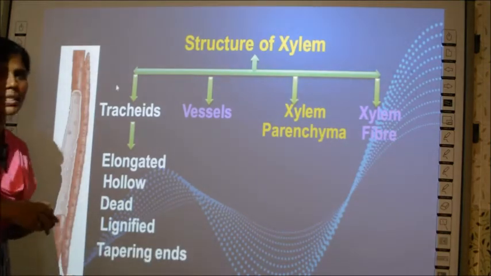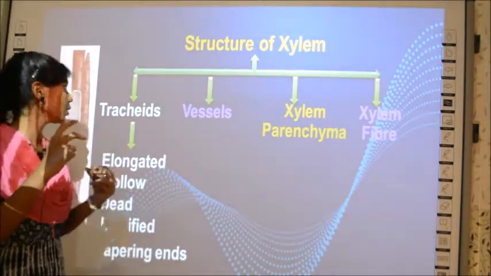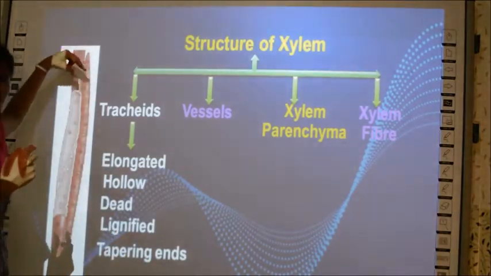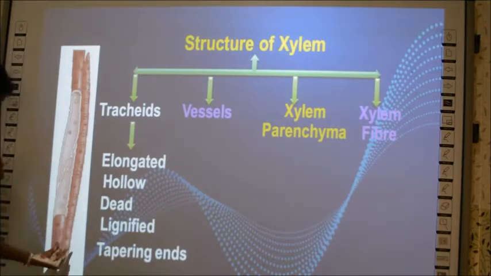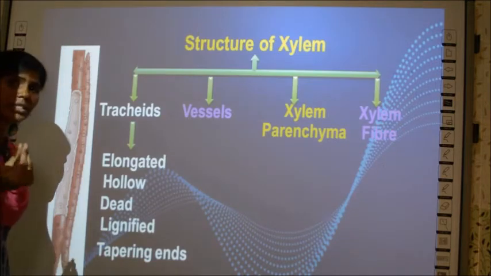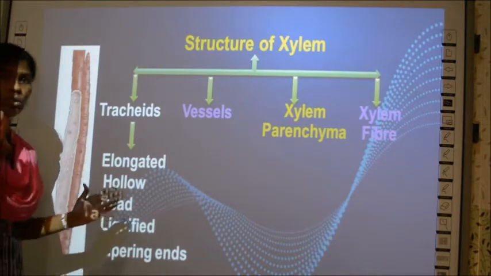Then it has tapering ends. Tapering means the size becomes smaller towards the end. See, it is thinner towards the end. It is not small, it is thin towards the end. Here also you can see tapering ends, that is thinning of the ends. So these are all the properties of tracheids.